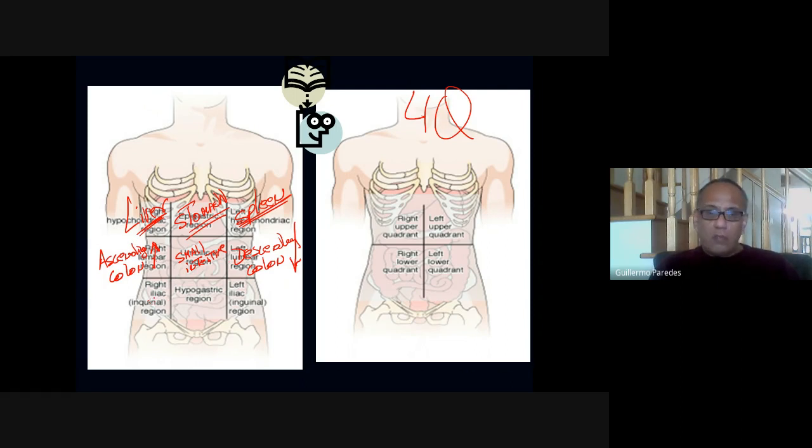In the right inguinal region, we have the appendix. In the hypogastric region, we have the urinary bladder, uterus, ovaries, fallopian tubes, ligaments, many things. And the left iliac, this is a question for the exam, is the sigmoid colon. The sigmoid colon is on the left. You okay with that?